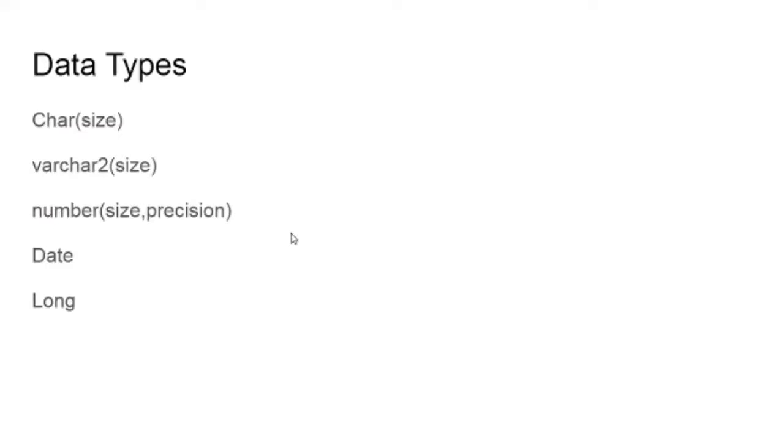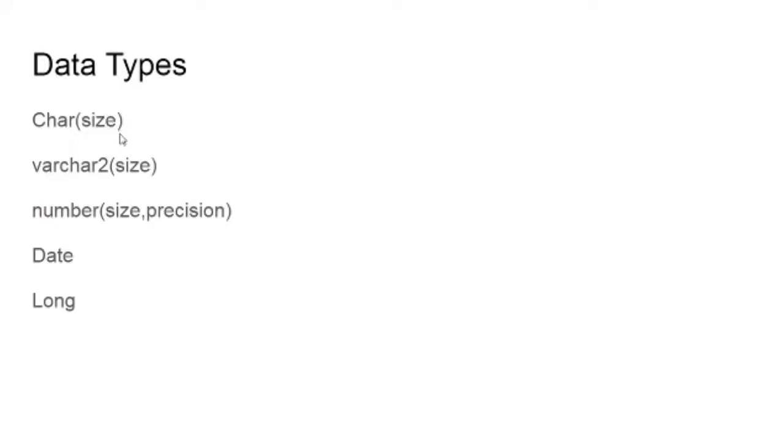Okay. Now let's see the data types. In order to mention the attributes, that is field names, we have to mention the data type too beforehand. So we have different kinds of data types, and these are the basic ones: char, varchar2, number, date, long. What does char mean? Char is the data type which stores character strings of fixed size.